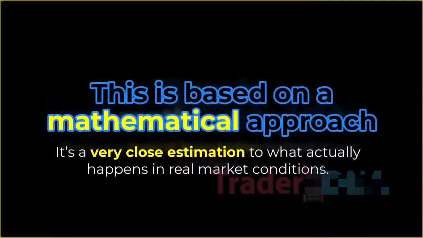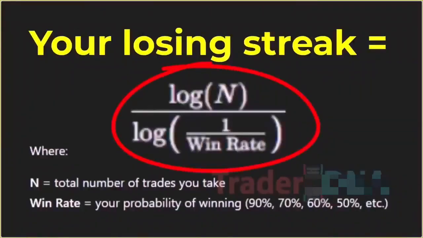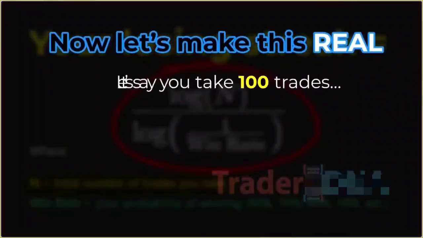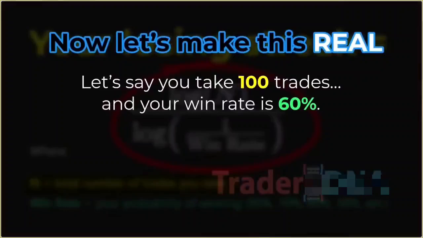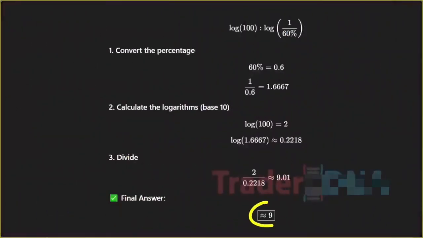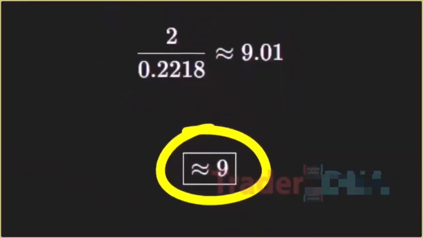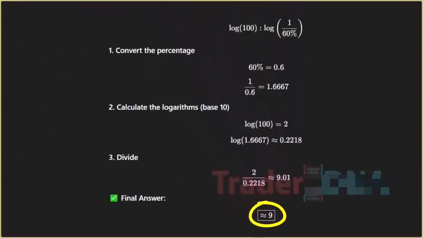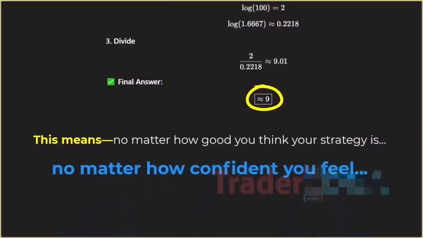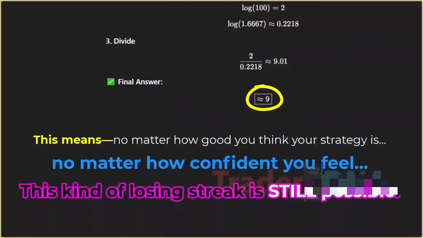Now let me show you the formula. Focus. Where N equals the total number of trades you take. Win rate equals your probability of winning: 90%, 70%, 60%, 50%, etc. Now let's make this real. Let's say you take 100 trades and your win rate is 60%. You plug that into this formula. What do you get? Your losing streak can go up to around 9 consecutive losses. 9. Back to back. Now think about how powerful this is. This means no matter how good you think your strategy is, no matter how confident you feel, this kind of losing streak is still possible.